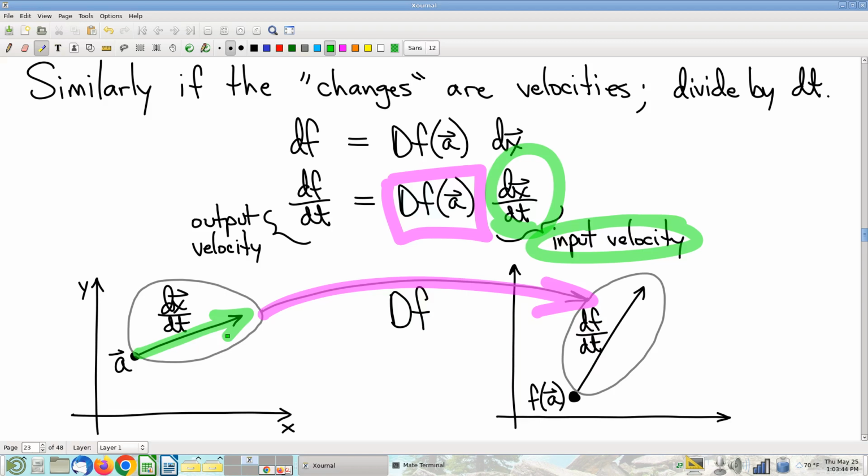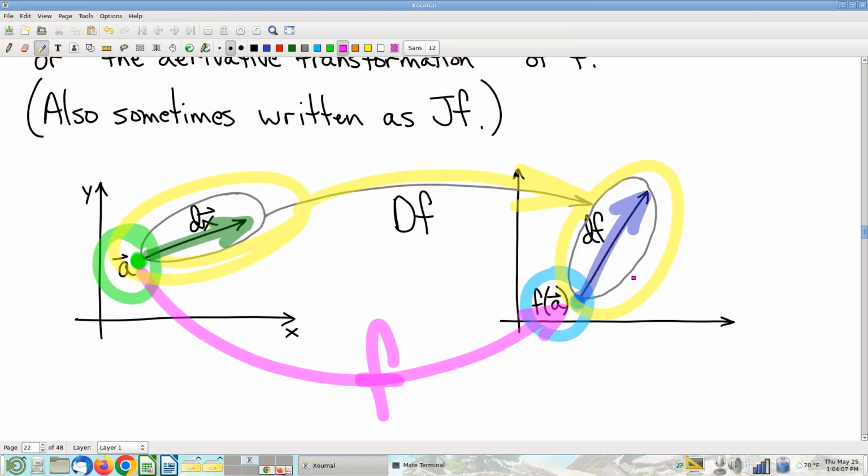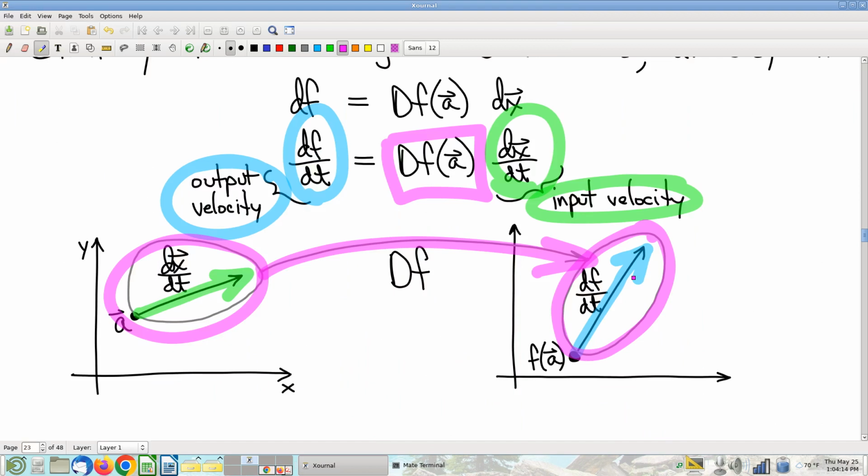And then the output here, df/dt. Well, again, that's a velocity. That says what is the velocity of the output? How fast is my output moving and in what direction? So this is another interpretation of the derivative, aka the derivative transformation. You can think of it as taking input differentials to output differentials. You can also think of it as taking input velocities to output velocities.